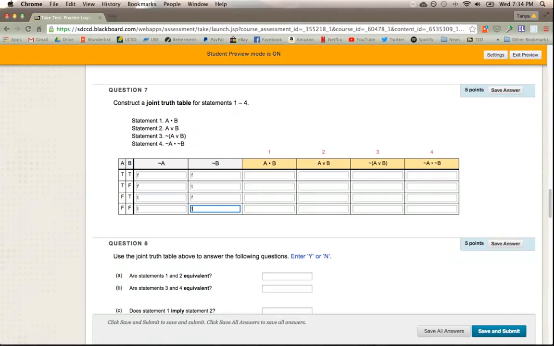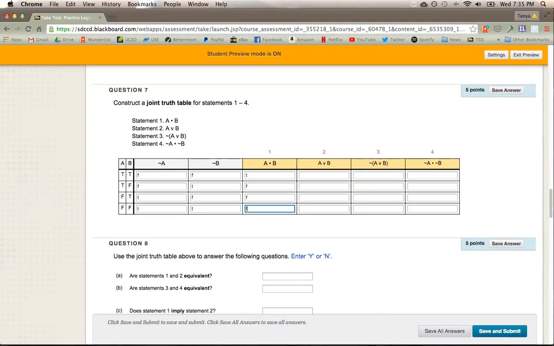Okay. A and B. That's a conjunction. We have to look at the columns for A and B. A conjunction is only true in one case where both parts are true. We've got TT, TF, FT, FF. Only row one are they both true. Every other row, at least one was false.